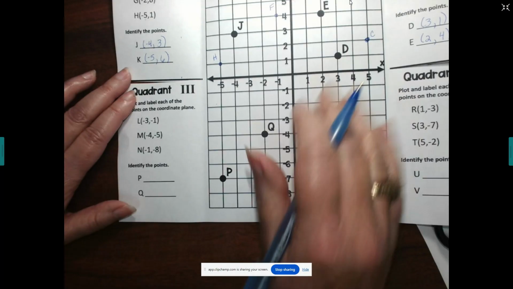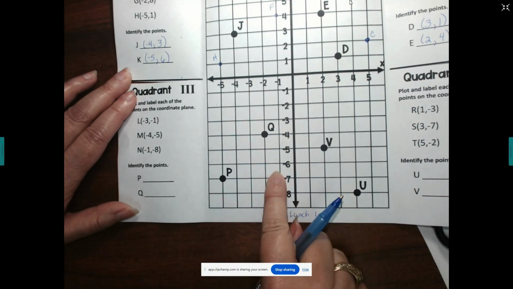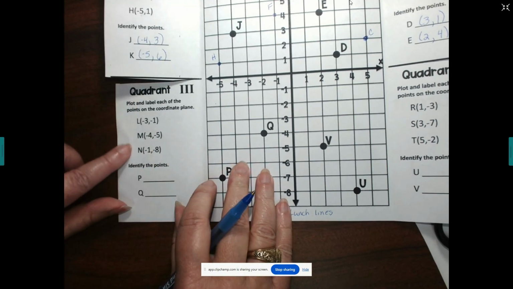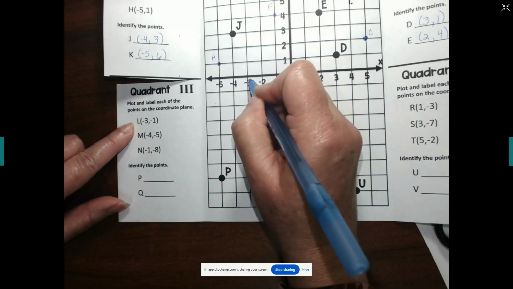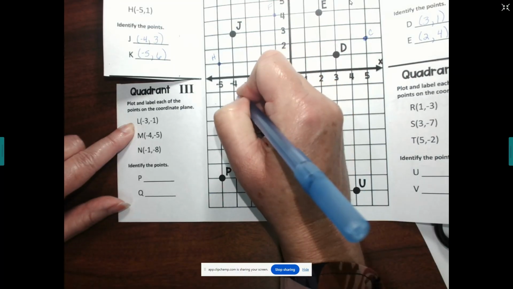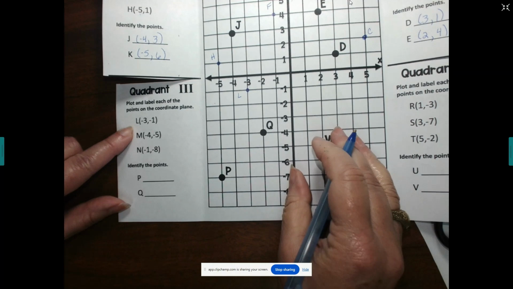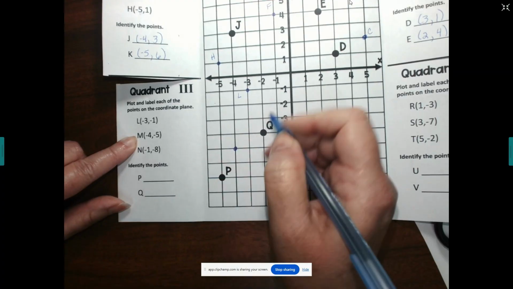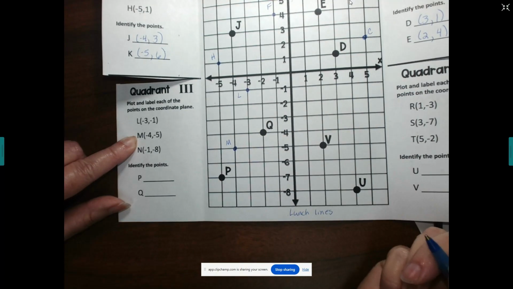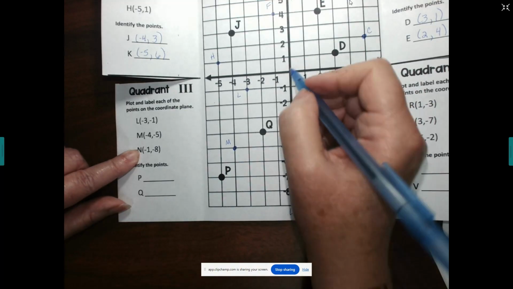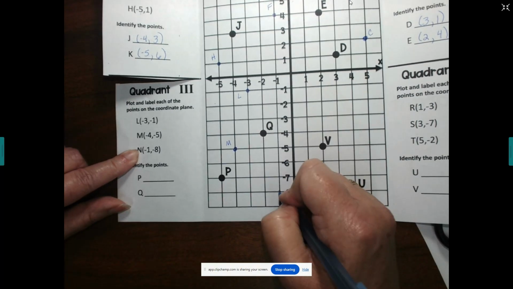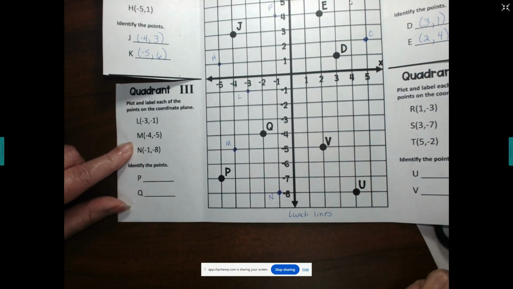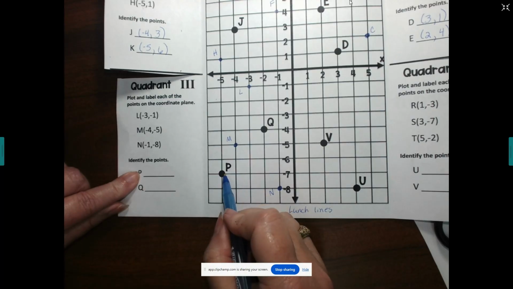All right, let's move to quadrant 3. Notice everything is negative down here, so notice that my coordinates were all negative here. So point L, we have to go to the -3 and down to the -1, label that point L. M to the -4, and then down to the -5. And then N, I'm going to go to the -1, and then all the way down here to the -8. That is point N.